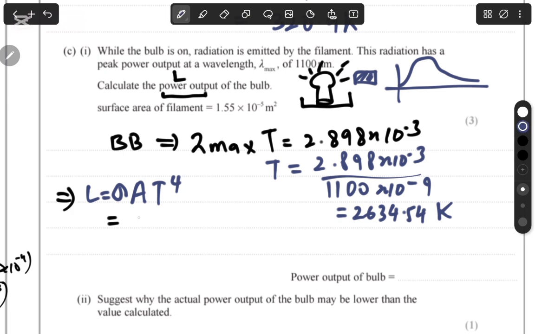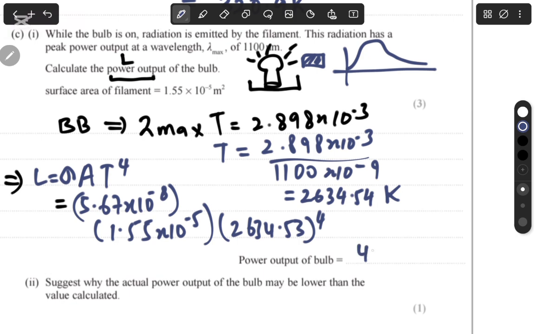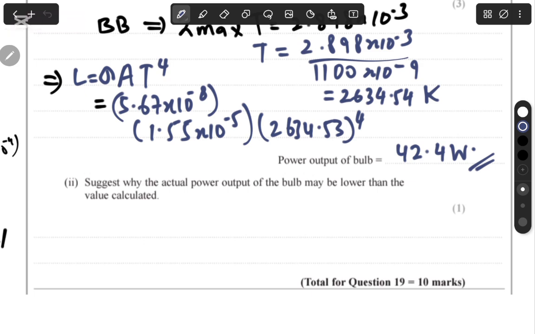So I'm going to plug in the Stefan-Boltzmann constant, which is 5.67 times 10 to the power of minus 8. And then I'm going to plug in the value of the surface area and the temperature to the power of 4. And I'm going to get the value as 42.4 watts. Then it tells us, suggest why the actual power output might be lower.